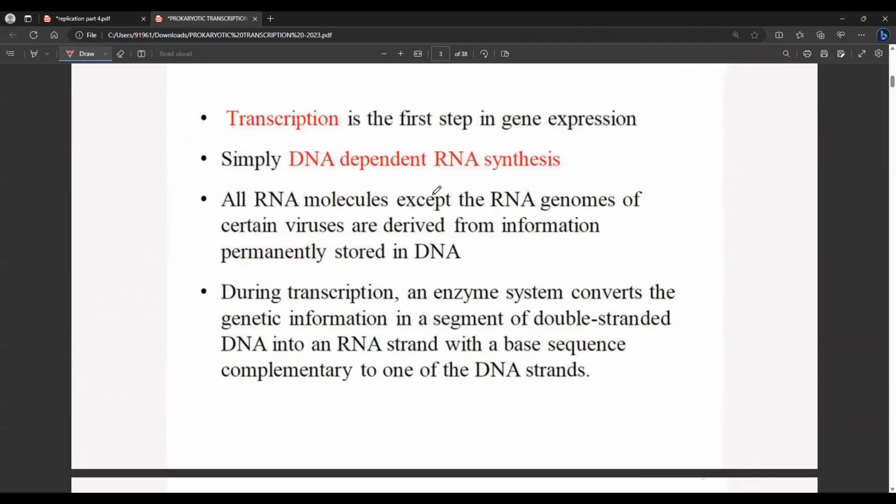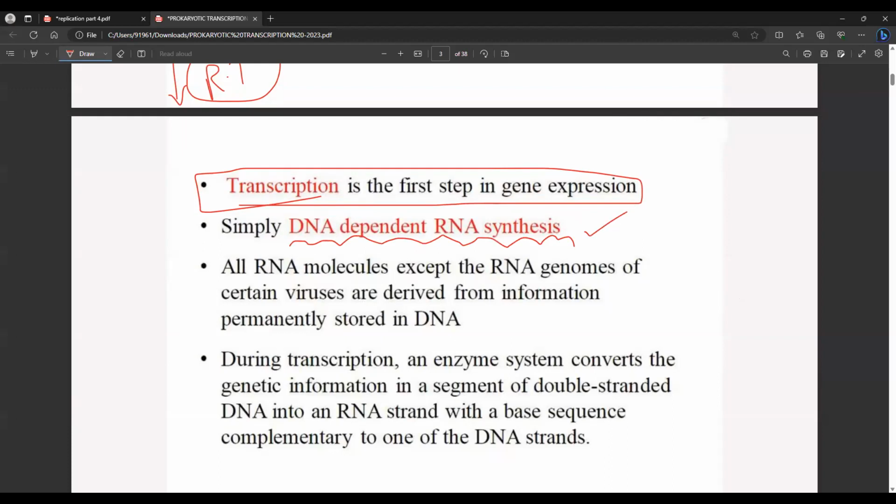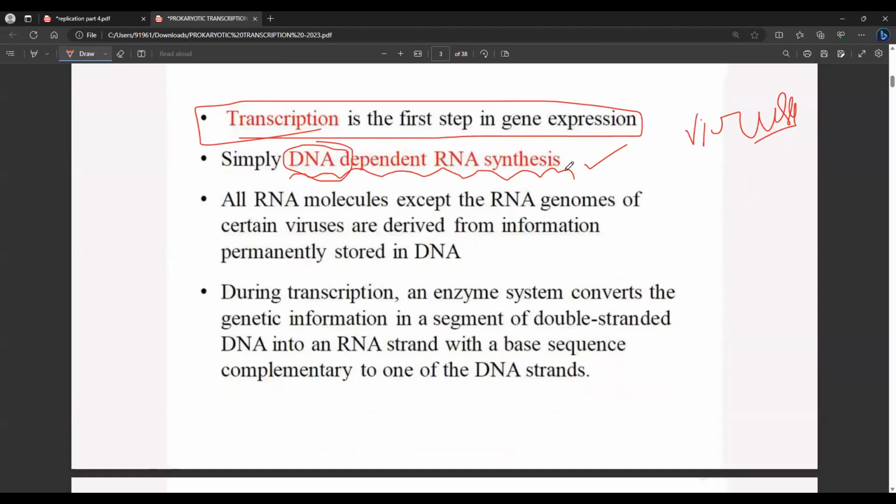Now all the students listen to me correctly. What is transcription? Transcription is the first step in gene expression. It is easy to understand and extremely important for the exam. Focus everyone. So friends, transcription, simply call it DNA dependent RNA synthesis. As every one of you knows very well, in every single organism, who is the genetic material? Undoubtedly, DNA is the genetic material, except viruses. Except viruses, all the organisms have DNA as their genetic material.